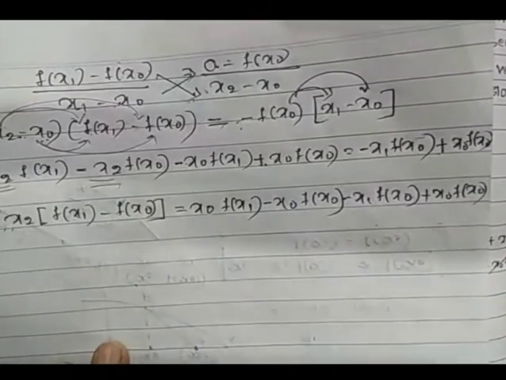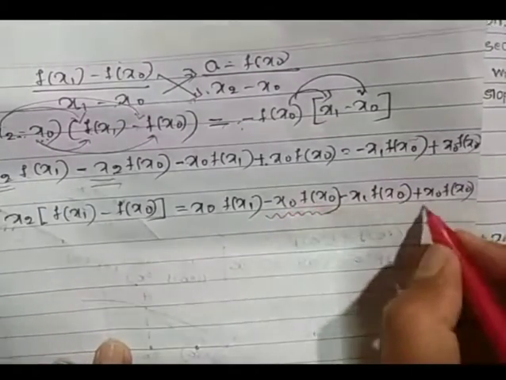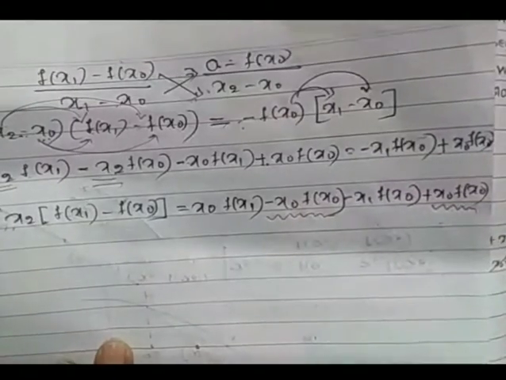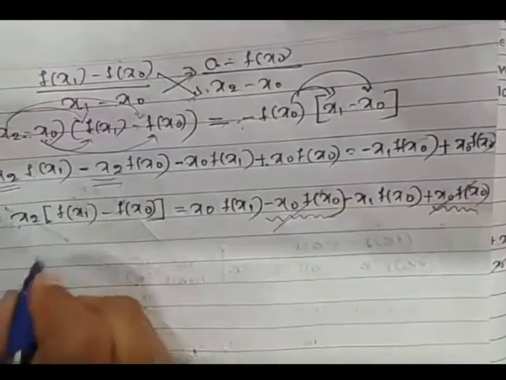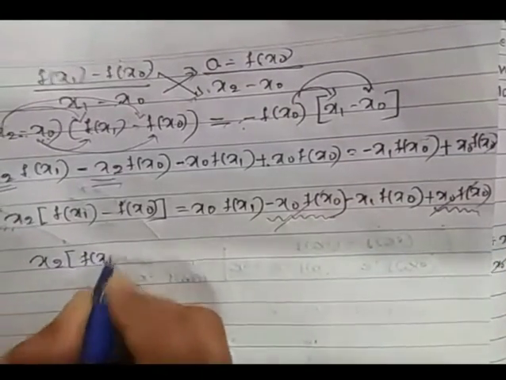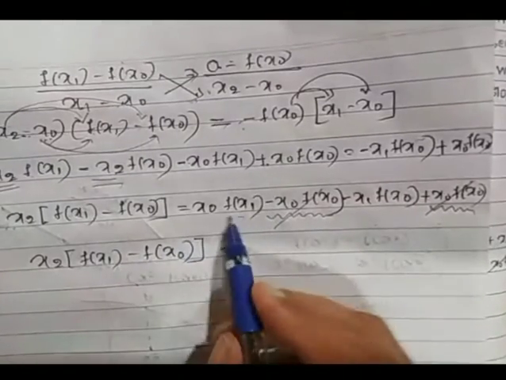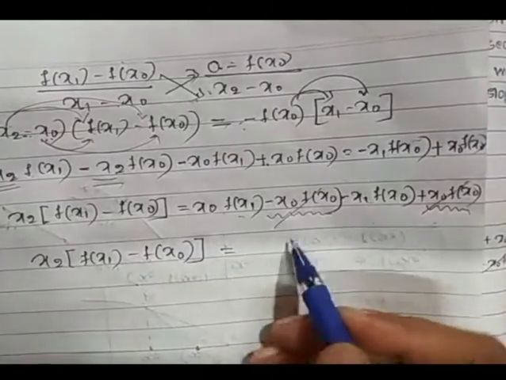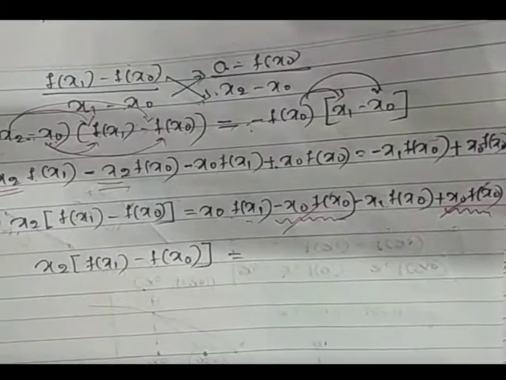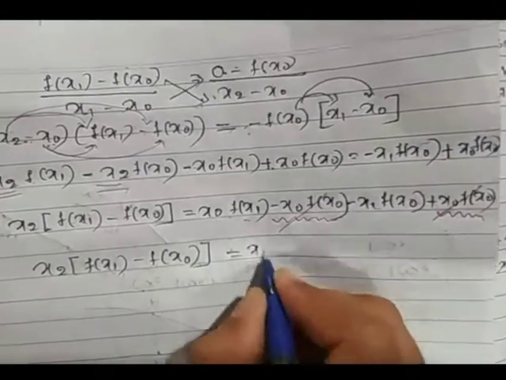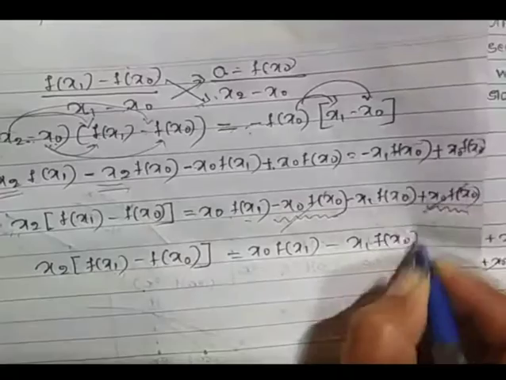Now which two terms will get cancelled here? You can observe this is minus x naught f of x naught and this is plus x naught f of x naught. So one negative term, one positive term will get cancelled. Then next, x2 into f of x1 minus f of x naught is equal to, in these two terms, what is the common term? We don't have any common term in these two, so we just write it as it is, that is x naught f of x1 minus x1 f of x naught.